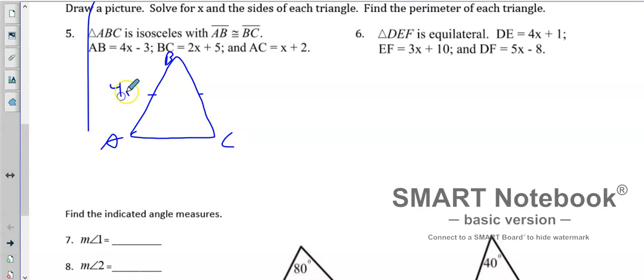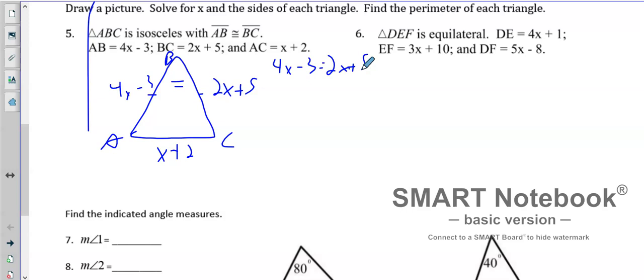AB is 4x minus 3. BC is 2x plus 5. And AC is x plus 2. We really don't need that. But it says solve for x and the sides of each triangle. So in the end, we will plug in there and the perimeter. But right now, all we're going to do is set these two equal to each other. So 4x minus 3 equals 2x plus 5.